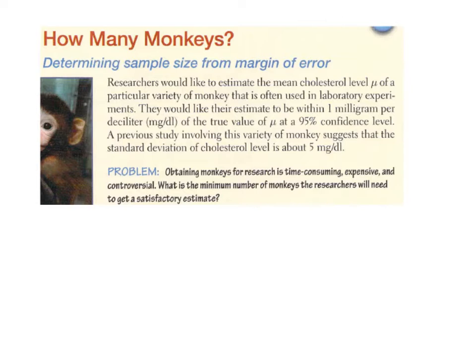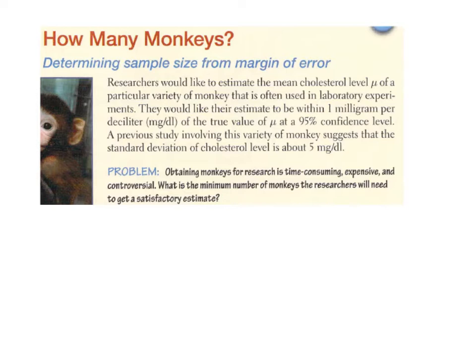This example uses monkeys. Researchers would like to estimate the mean cholesterol level of a particular variety of monkey that's often used in lab experiments. They want their estimate to be within 1 milligram per deciliter of the true value, and they want to be 95% confident. They want to know the sample size of monkeys that they would need. They've done a previous study that involved this variety of monkey, and this suggests that our standard deviation should be about 5 milligrams per deciliter. So they want to know the minimum number of monkeys they're going to need to conduct this study and get a good estimate here.